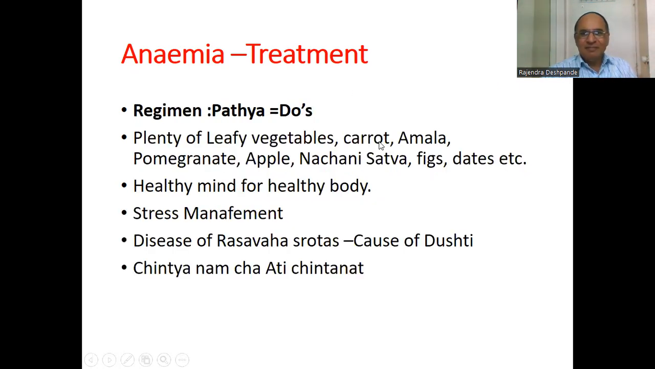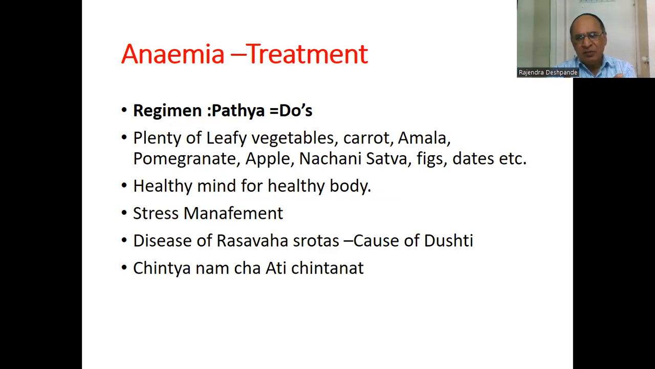Then Ayurveda says pathya and apathya, do's and don'ts, are also important. So this patient should take plenty of these: vegetables, carrots, amla, pomegranate, apple, nachni sattva, ragi, R-A-G-I, in English, ragi. You can search on Google. Nachni sattva is available. Nachni sattva is super, but a little bit cooling in nature.